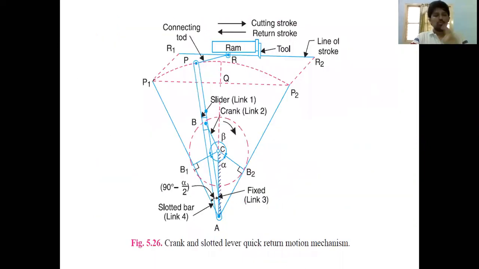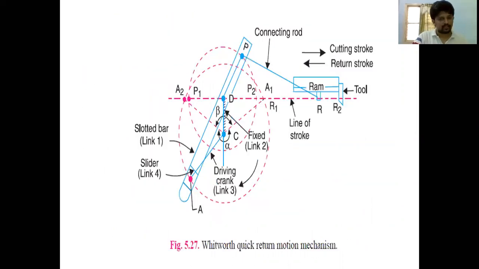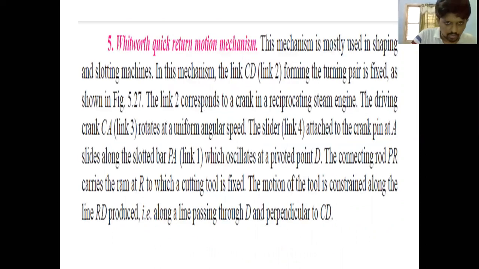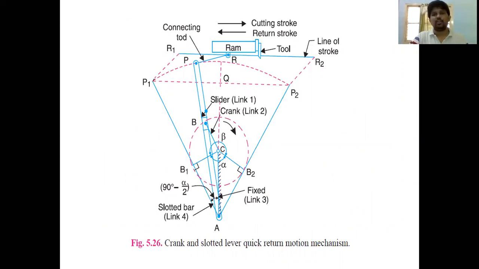Next, two very important topics are left: the slotted lever quick return mechanism and the Whitworth quick return mechanism. These are two other very important things which we'll see in the next class.